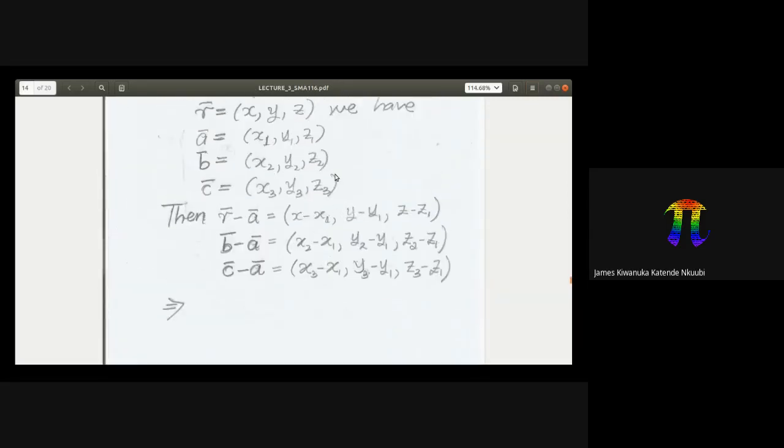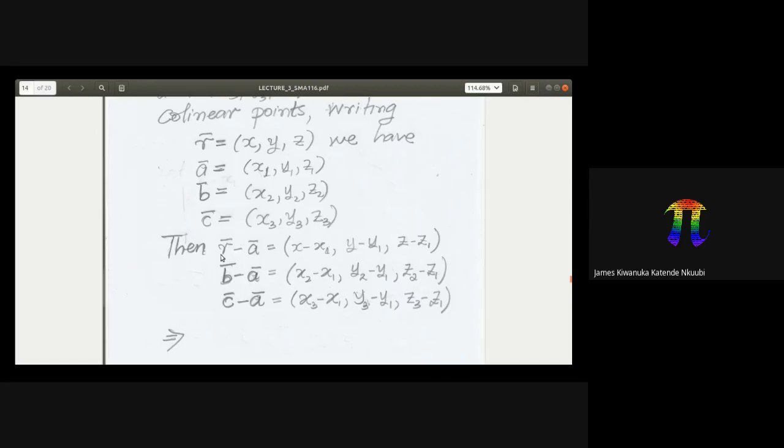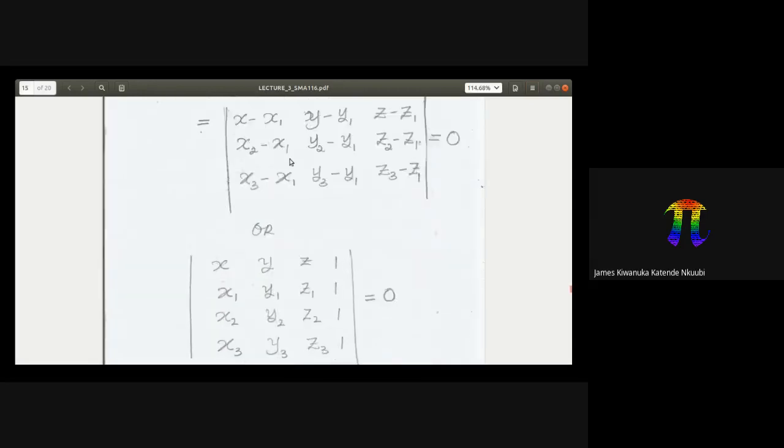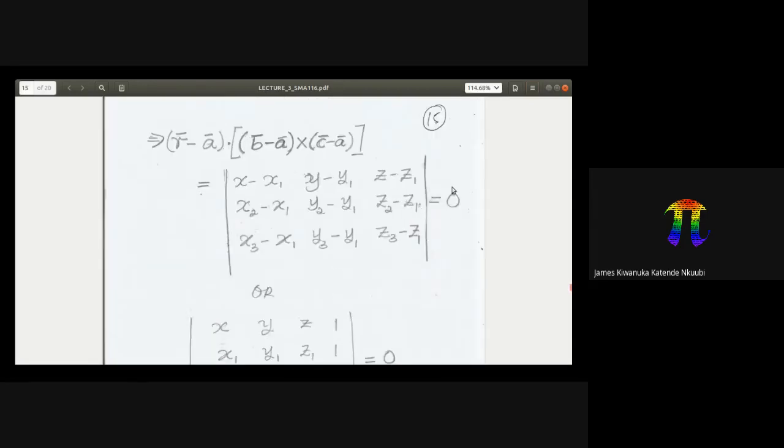We already know them because we had A, B, and C. We also had R, so it was possible to get the components of R minus A, the components of B minus A, and the components of C minus A. Once you have those, you simply put them in the matrix and equate to 0. This will give you the determinant. Once you work this out, you will get the equation of the plane. So that's another form of the equation of the plane. Once you know 3 points on the plane, you can use this to determine the equation of a plane.